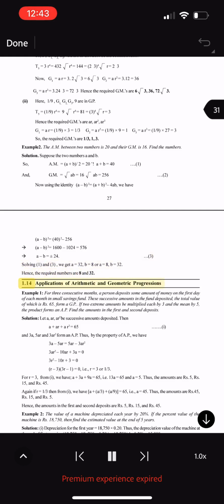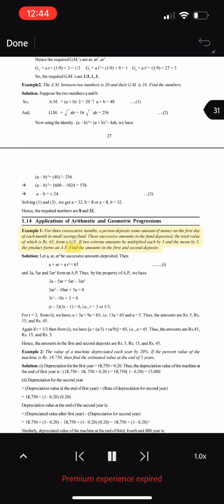1.14 Applications of arithmetic and geometric progressions. Example 1. For 3 consecutive months, a person deposits some amount of money on the first day of each month in a small savings fund. These successive amounts deposited, the total value of which is Rs 65, form a GP. If the two extreme amounts are multiplied each by 3 and the mean by 5, the product forms an AP. Find the amounts in the first and second deposits.